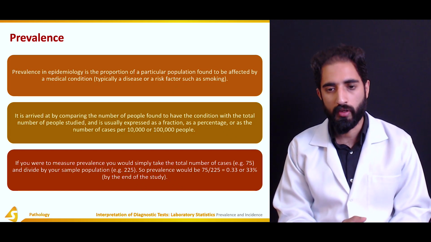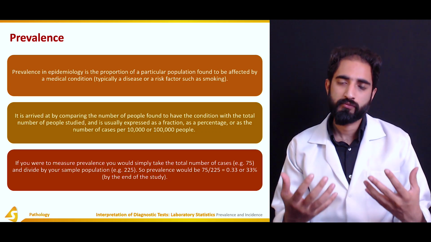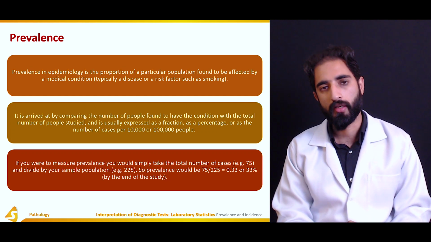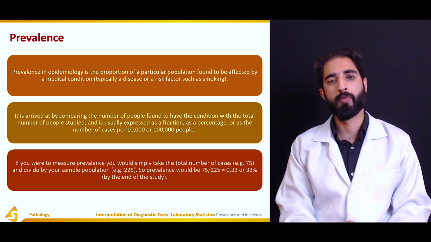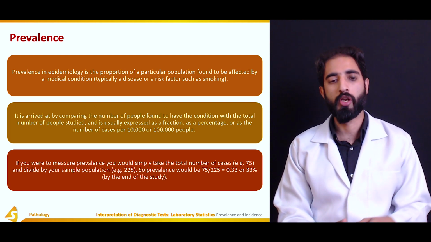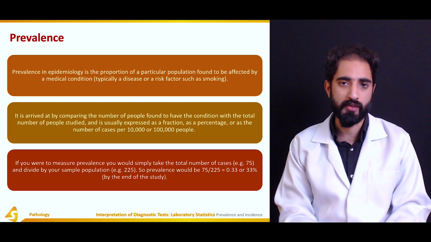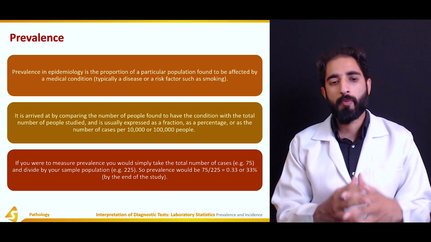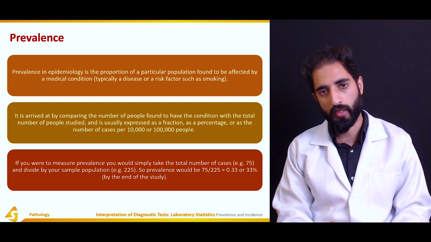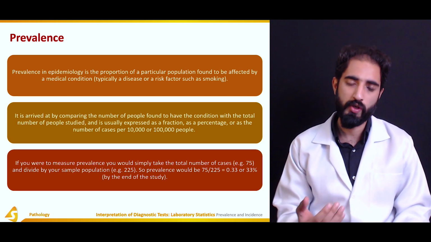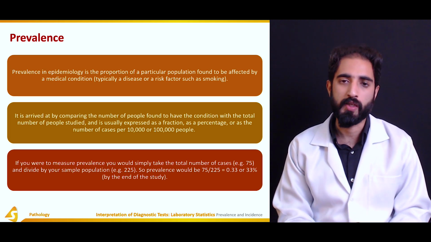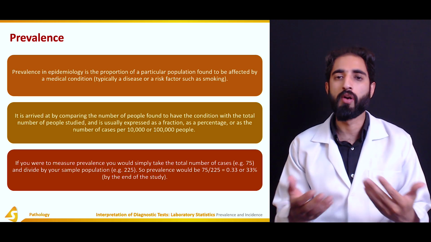So, for example, if there is a population or a sample and there are a lot of people who have hepatitis C, we can say that this population has a high prevalence for hepatitis C. Prevalence is typically regarding a disease or a risk factor such as smoking. So, it is not obvious that it would always be regarding a disease. For example, prevalence of diabetes in a specific community. But it can also be regarding a risk factor.